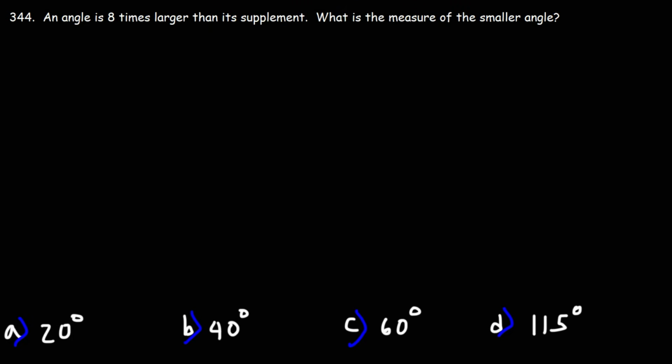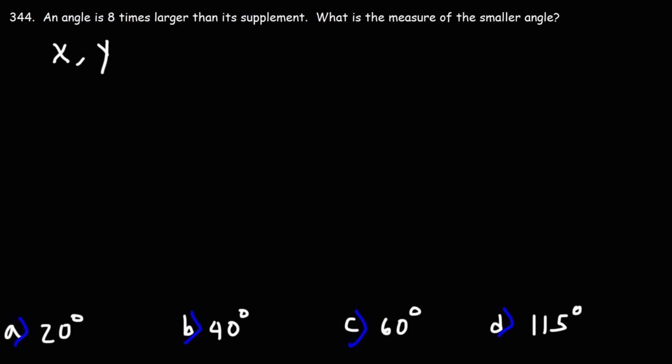Number 344. An angle is 8 times larger than its supplement. What is the measure of the smaller angle? So let's say one angle is x, the other angle is y. Because we're dealing with two angles, we don't know the value of those two angles, but we'll call them x and y. In order to solve for two variables, we need two equations.